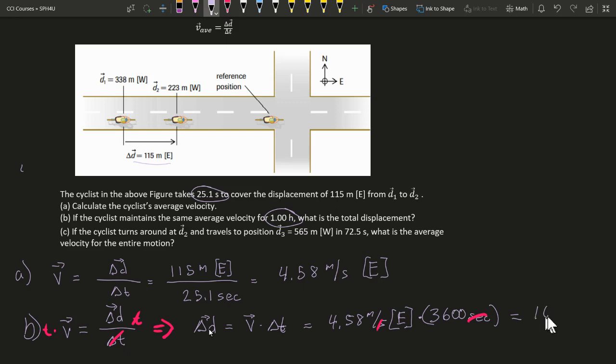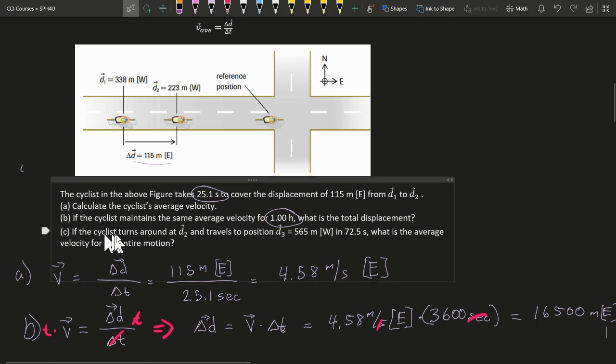16,500 meters east. Okay. Now we could put that into kilometers, which would be, see, 1,000 kilometers. Wait, is this right? 1, 2, 3, 4. See, I think that's correct. Okay.